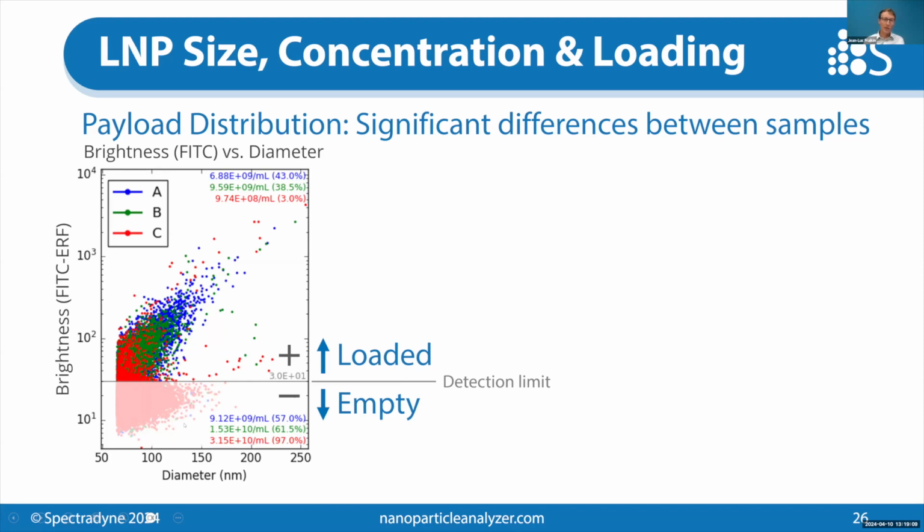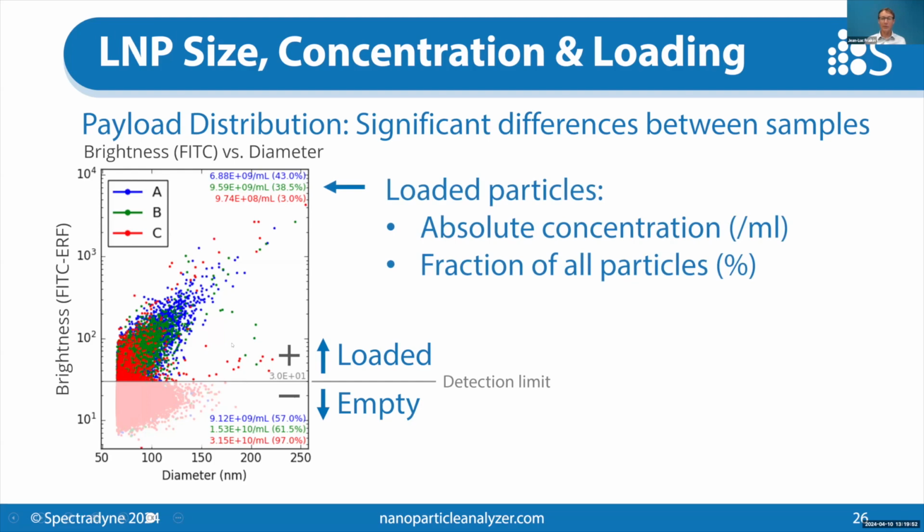We can say that the ones that are fluorescent are the loaded ones because they picked up the intercalating dye, and the ones below the line that are not fluorescent are empty. We've demonstrated this with empty LNP controls, for example. We can be quantitative over the fraction of loaded particles in these formulations. The blue sample contains the highest fraction of loaded particles, about 43% of all the particles detected in this size range. Green, formulation B, comes in a little bit behind, and formulation C is really kind of a dud formulation. Only 3% of the particles are loaded with the payload in this example.